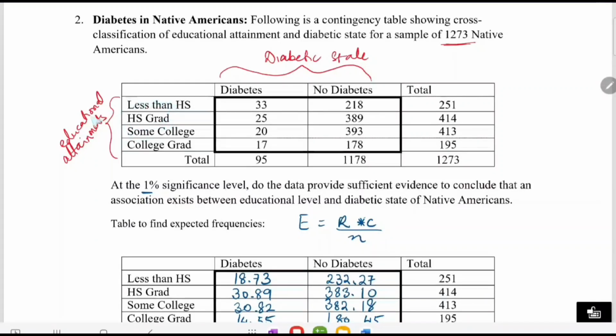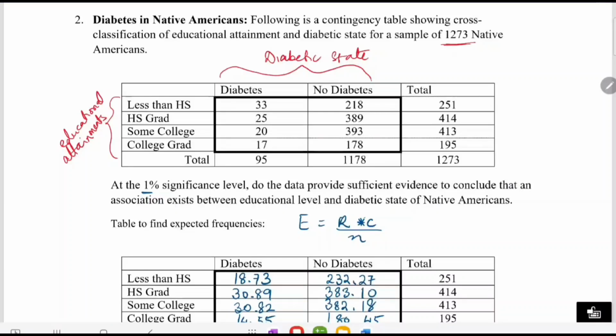So there are four categories for educational attainment: less than high school grad, high school grad, some college grad, and of course two states for diabetic, whether they have diabetes or do not have diabetes. So they are trying to find out whether there's any association between a person's educational level versus the person's state of having diabetes or not.